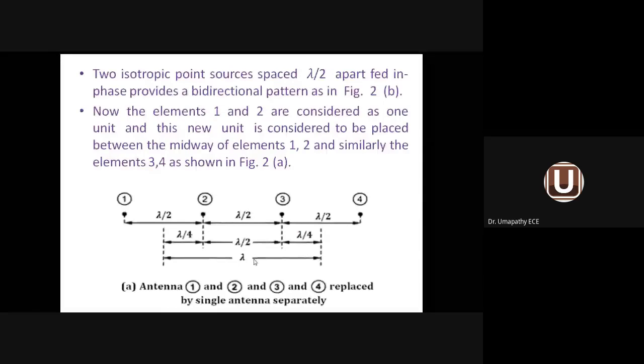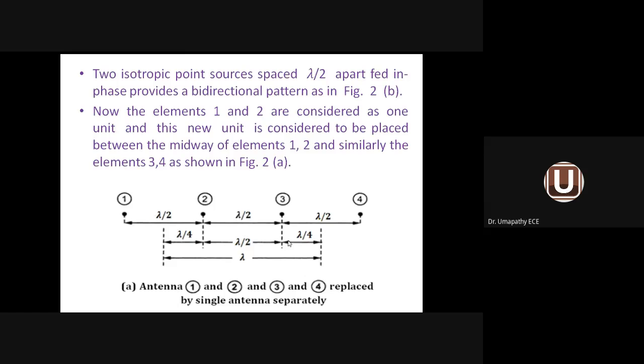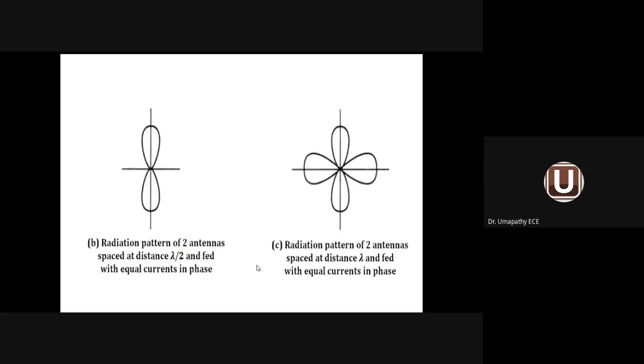How has it come to lambda? You can see it here. The middle portion is lambda by 4, the other middle portion is lambda by 4, and already lambda by 2 is available. You add all the 3, you will get lambda. I am replacing the total 4 antenna elements by a 2 element antenna with a spacing of lambda between them. So keep this in your mind.